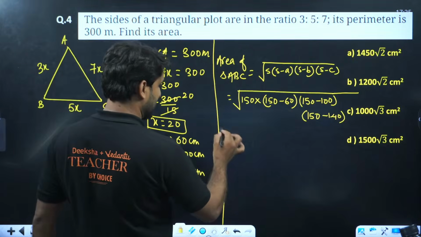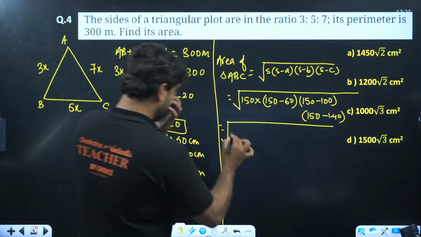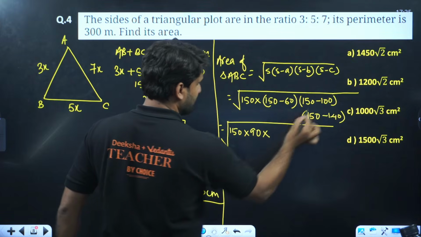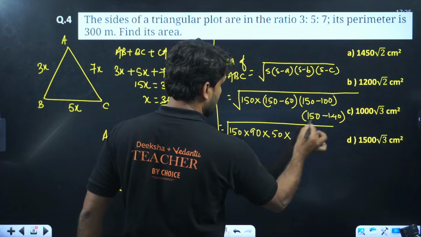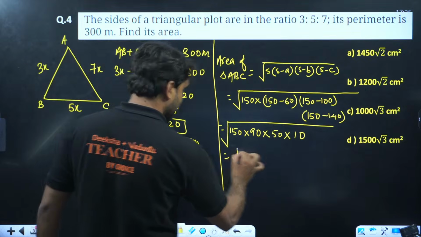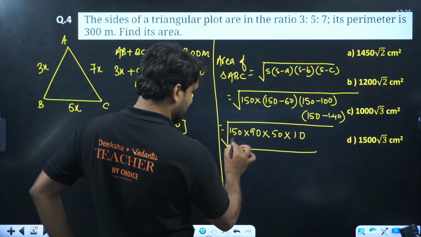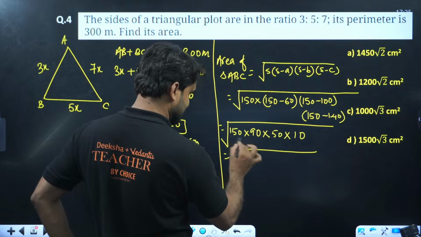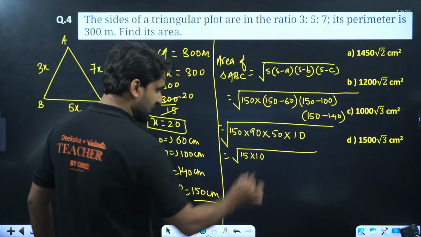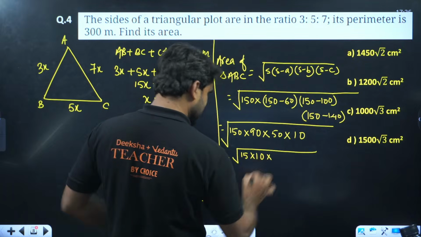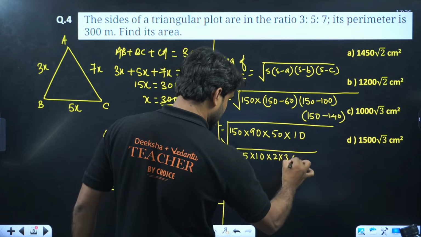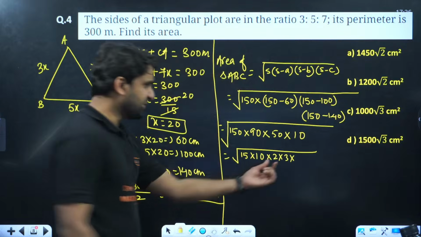Okay, now solve. The mathematical solution is there. So 150 minus 60 will be 90, 150 minus 100 will be 50, 150 minus 140 will be 10. Now solve this. So my dear, 150 can be written as 15 into 10. This 90 can be written as 2 into 3 into 3 to the 6.